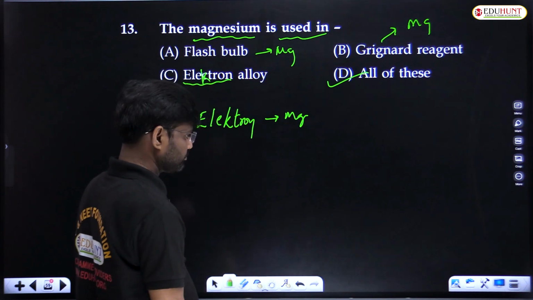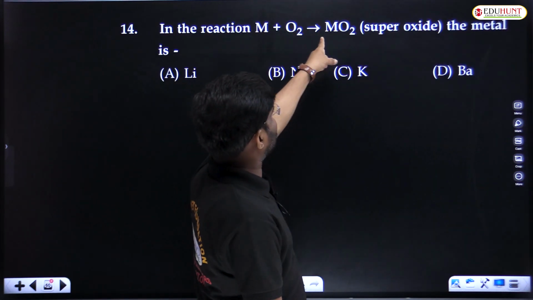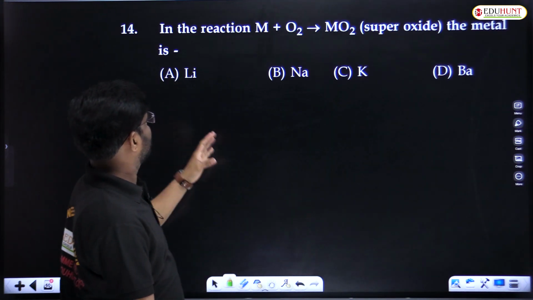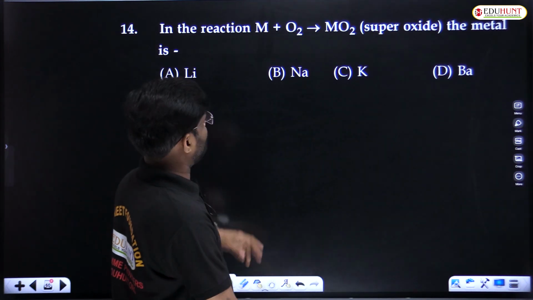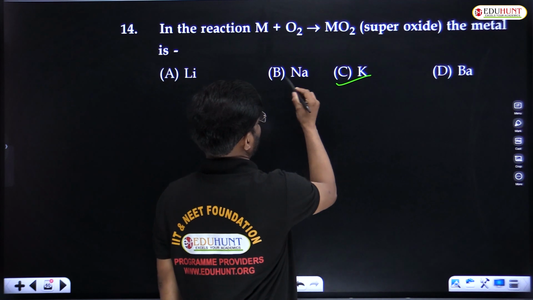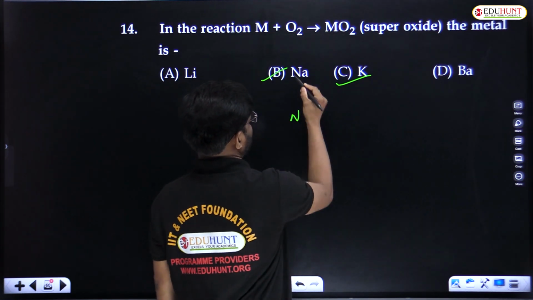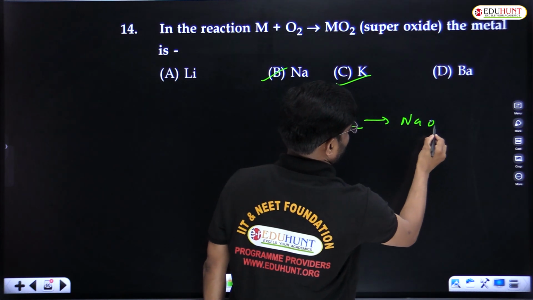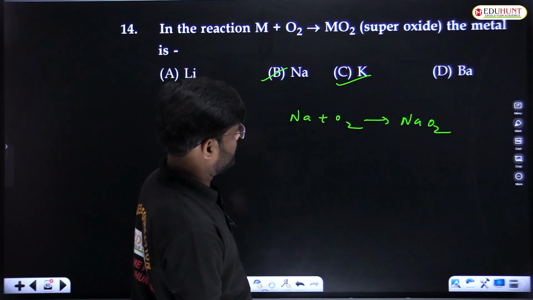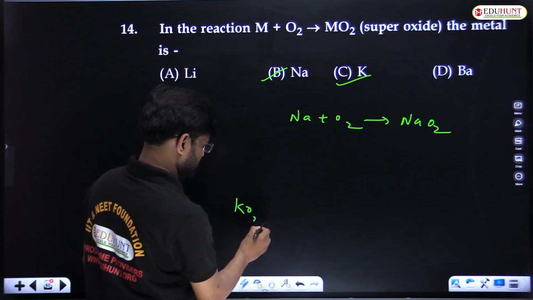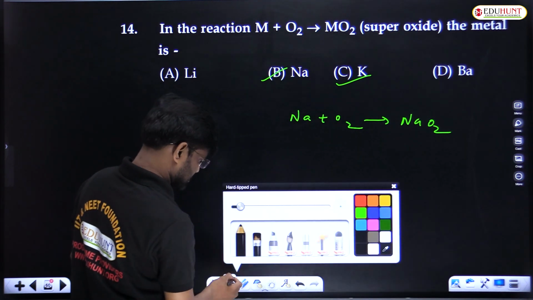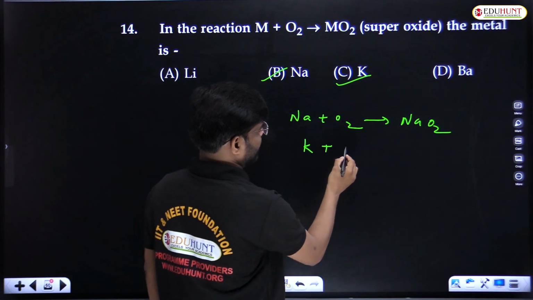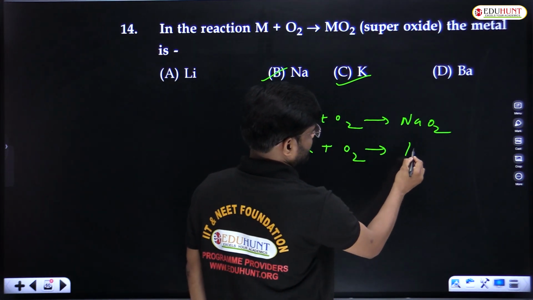Right, next question. In the reaction, metal reacts with oxygen and forms metal oxide. So that is superoxide. See, what is that? So potassium and sodium also. Sodium reacts with oxygen and forms NaO2, superoxide. Right. Next, potassium if I take reacts with oxygen and forms KO2.